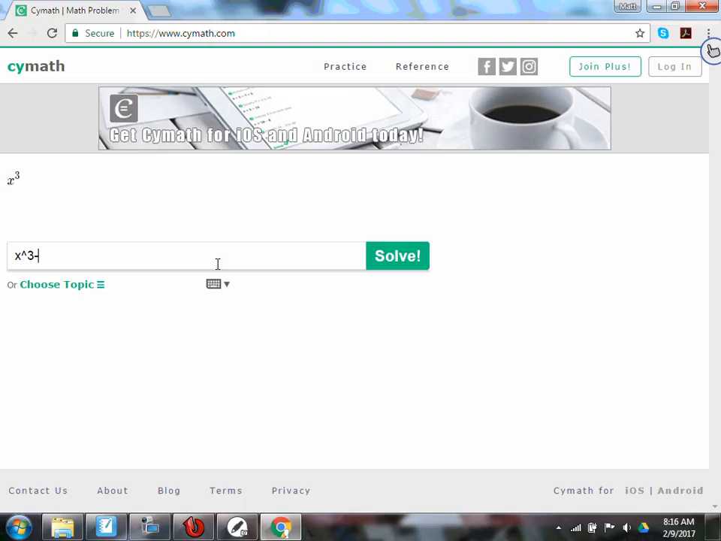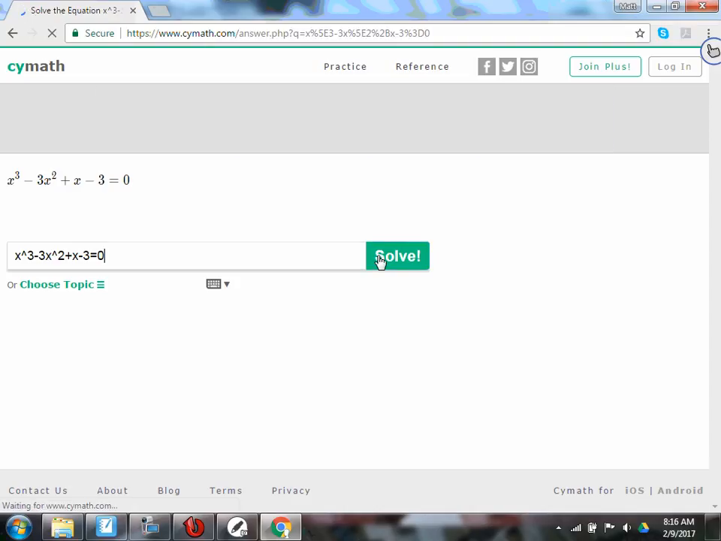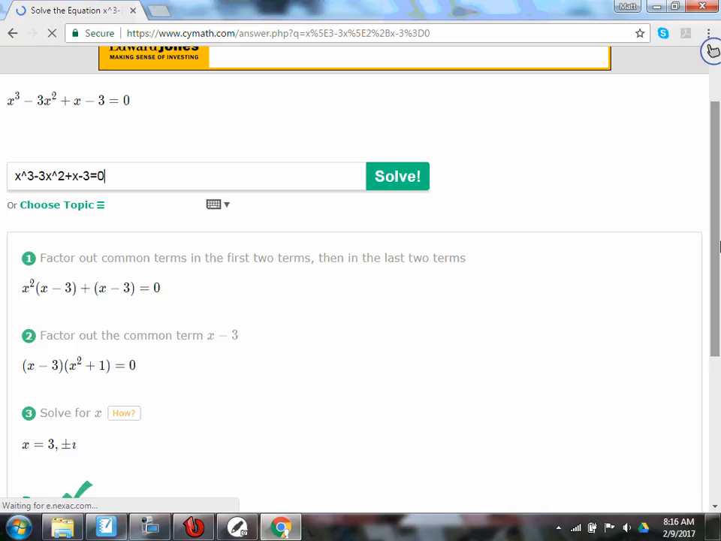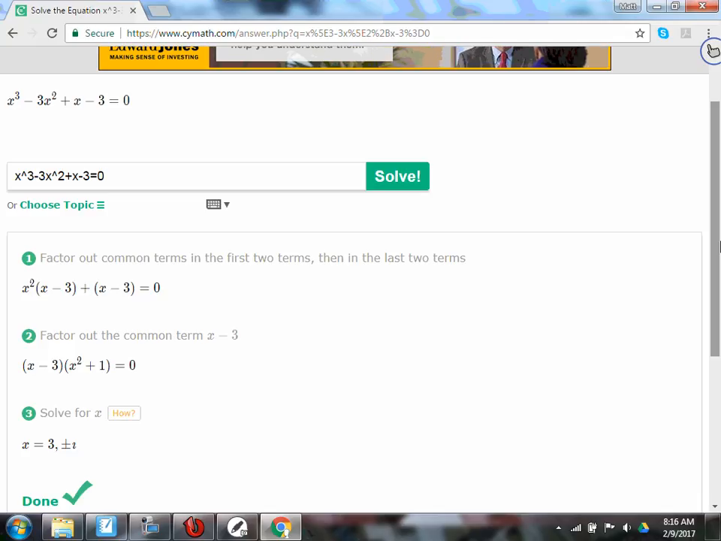x cubed minus 3x squared plus x minus 3 equals 0. All right, SciMath, let's see what you got. Oh, what? They even show you the steps. I never would have found it if I didn't know that it was CY math.